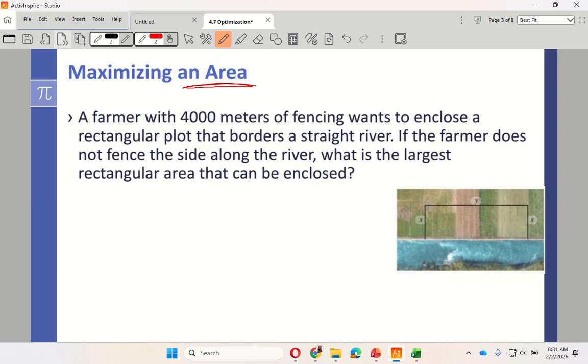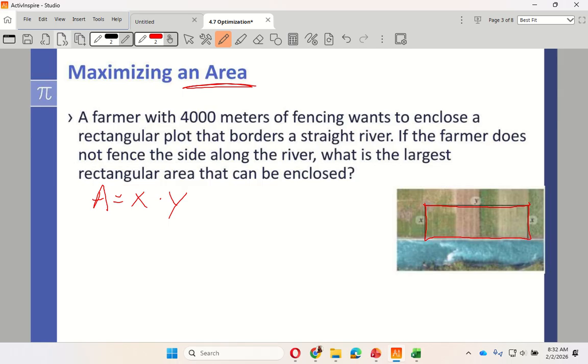Okay, so thinking about that, I'm going to have an area, right? I'm trying to maximize the area. To get the area, what would my formula be in this case? x times y, right? So I'm going to maximize that area.